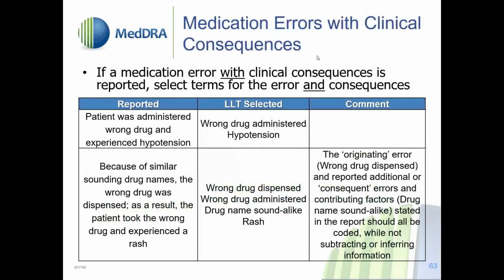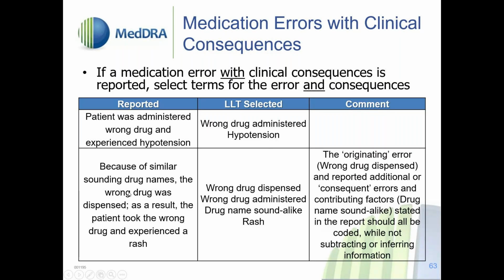If a medication error is reported with clinical consequences, like in the first example, where the patient was administered the wrong drug and experienced hypotension, both the medication error and the consequence of the error need to be captured. So the closest matches are LLT wrong drug administered and LLT hypotension.